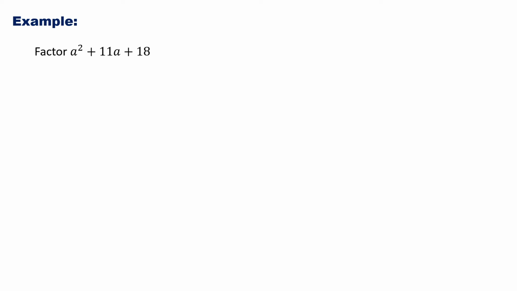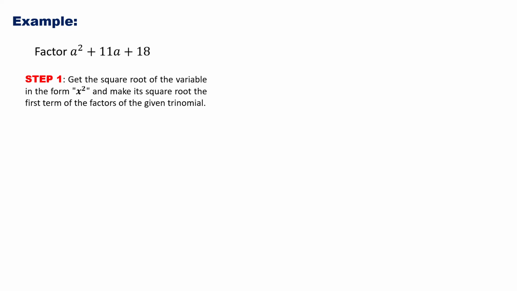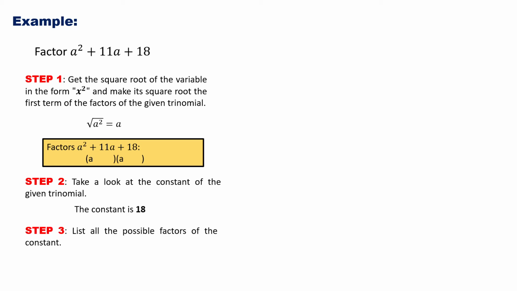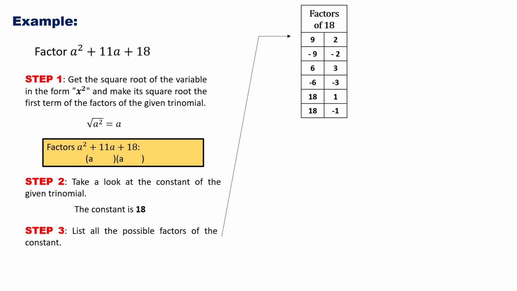Factor a squared plus 11a plus 18. Step 1, let us get the square root of our x squared. And yung x squared natin ay yung a squared. And the square root of a squared is a. So, siya yung magiging first term ng dalawang factors ng ating given na trinomial, ang a. Now, step 2, take a look at the constant of the given trinomial. The constant is 18.